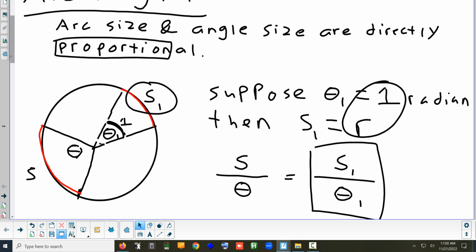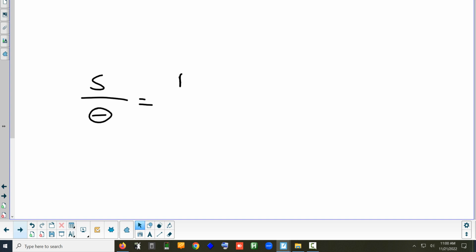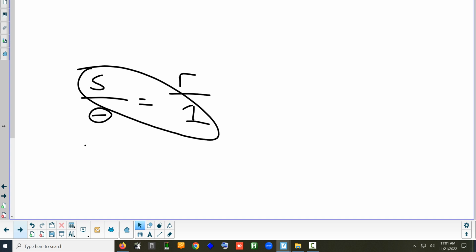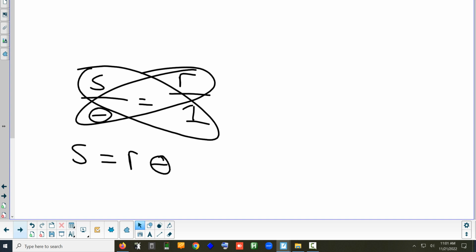So change S1 to R and change theta 1 to 1. And the goal is to find a formula for the arc length, which is S. So how do you solve a proportion? Remember? Yeah, you cross multiply. What's S times 1? S. And what's R times theta? R theta. There you go. And that's the formula for the length of an arc. It's S equals R theta.